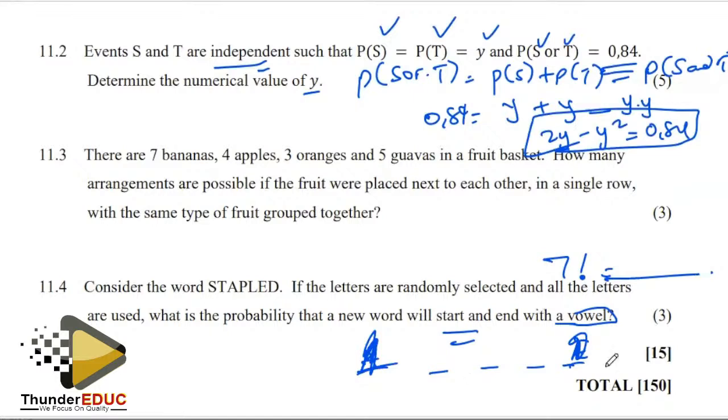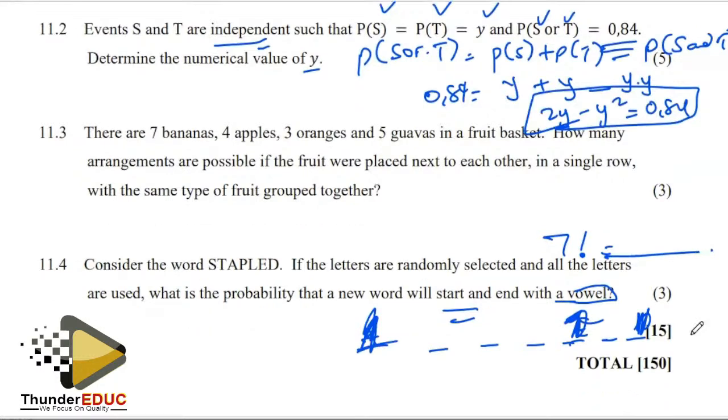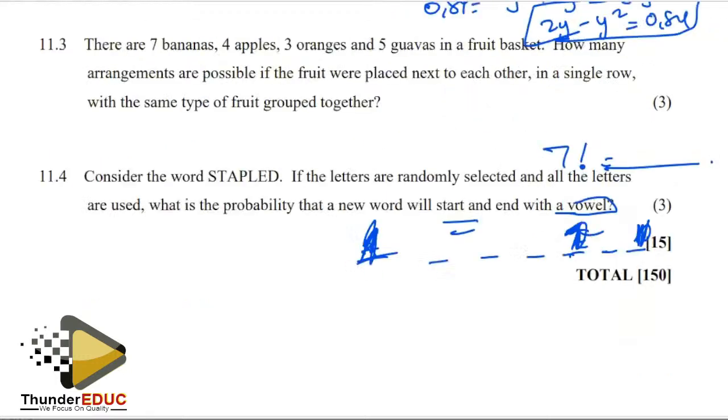Okay, this position is also taken. So I have 1, 2, 3, 4, and 5 places to play with. So I'll say 5 factorial. And then I multiply by 2 factorial, since the A and the E can switch positions. So that's how I would have gone about that.